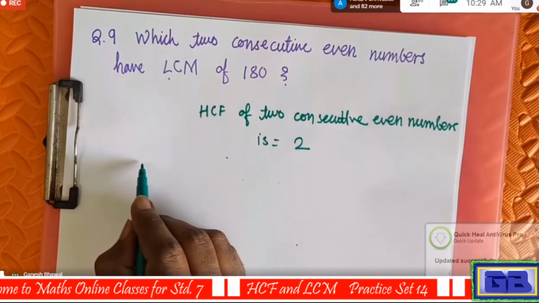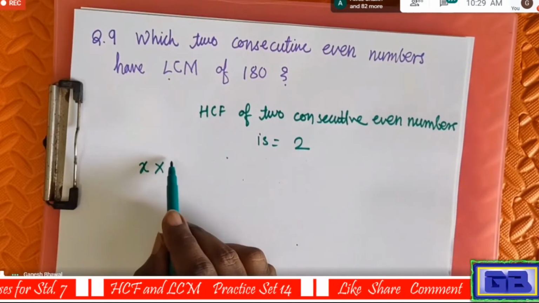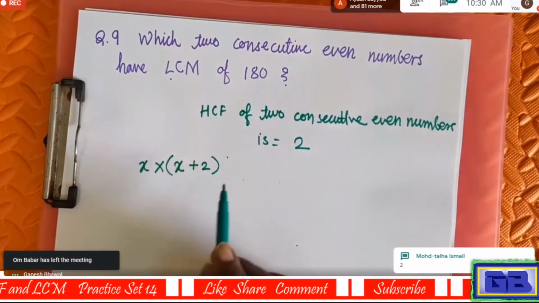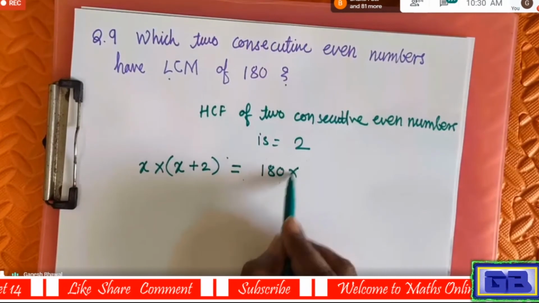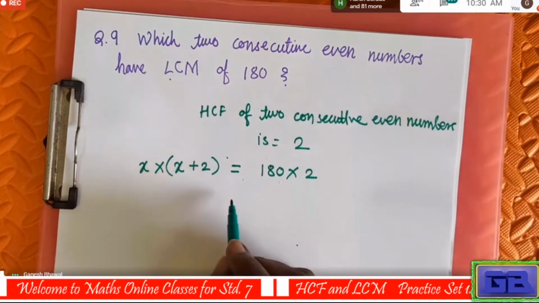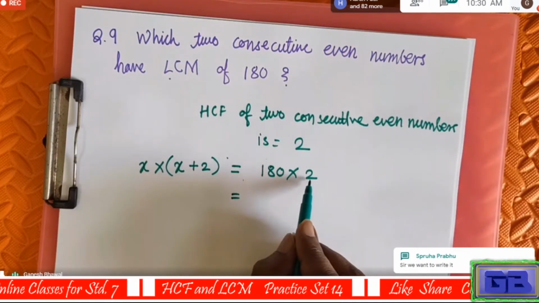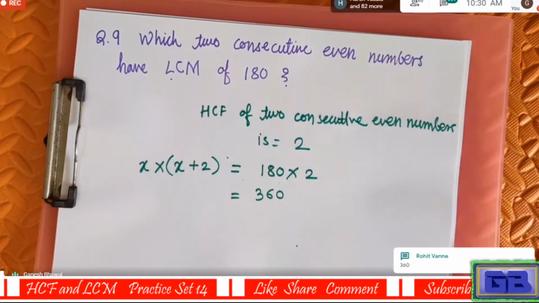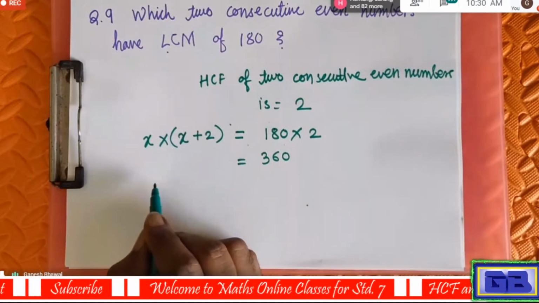Suppose one number is X, then another number will be X plus 2, and their multiplication is 180 multiplied by 2. This multiplication comes to how much? 180 multiplied by 2, 360.